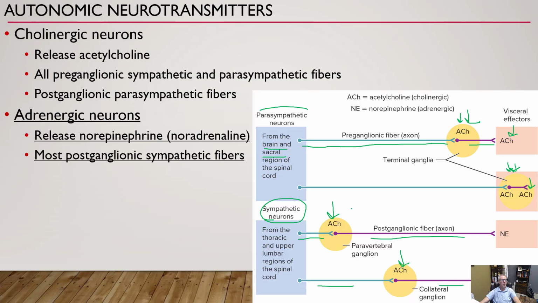50-50. Again, anytime a neuron synapses with another neuron, acetylcholine. Your postganglionic fibers of the sympathetic nervous system release norepinephrine. Those are adrenergic neurons. T1 to L2, so your 12 thoracics and your first two lumbars. So T1 to L2 are your sympathetic spinal nerves.